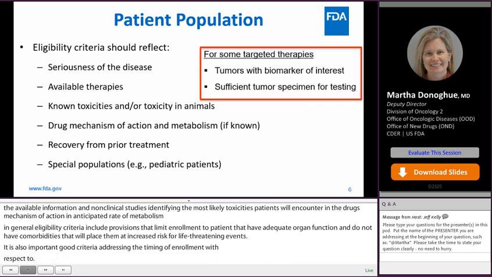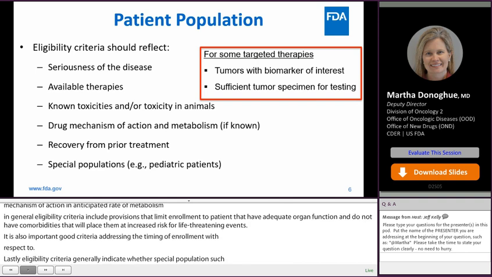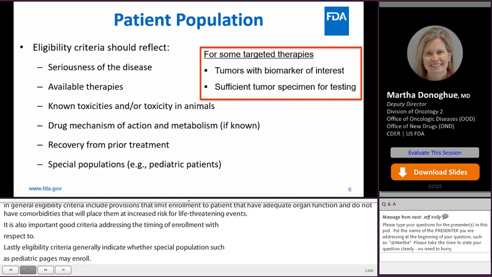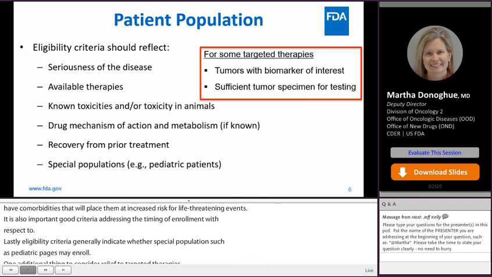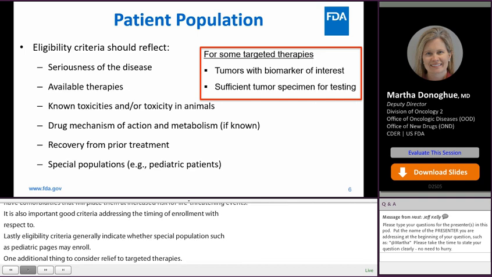One additional thing to consider relates to targeted therapies. If the drug is unlikely to benefit patients whose tumors or tumor microenvironment does not harbor a specific biomarker, then consider including eligibility criteria restricting enrollment to patients with this biomarker, and including a requirement that there be sufficient tumor tissue for initial and future testing.